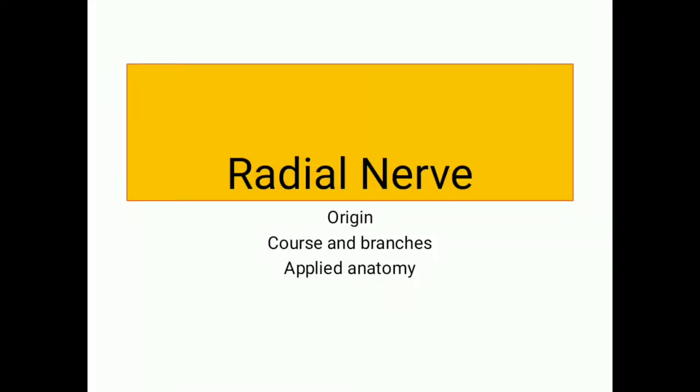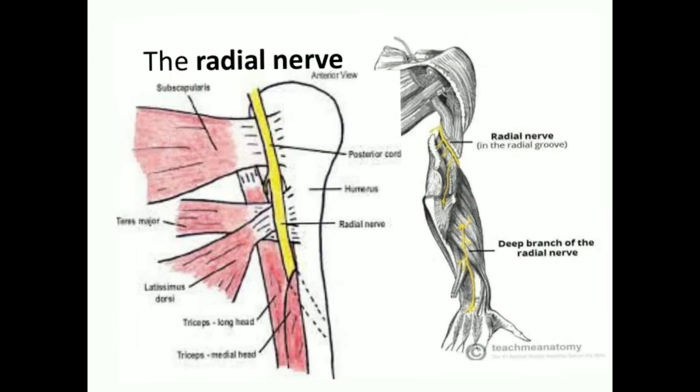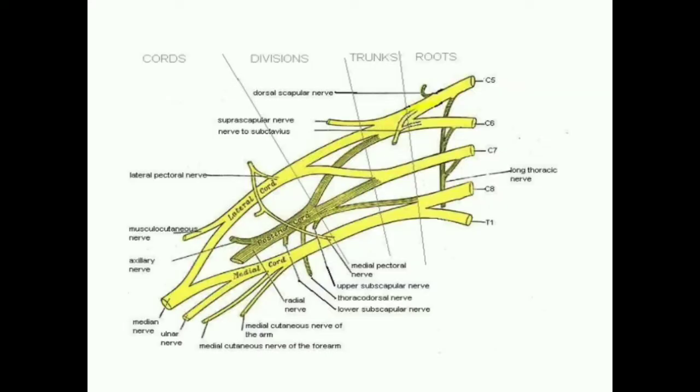Hello guys. So here in this section we are going to discuss the gross anatomy of the radial nerve. The radial nerve is the chief nerve of the upper limb, along with two other nerves, which are the ulnar and the median nerve. The radial nerve innervates almost all the muscles of the posterior compartment of the arm and the forearm. Both of these are extensor compartments of the upper limb.